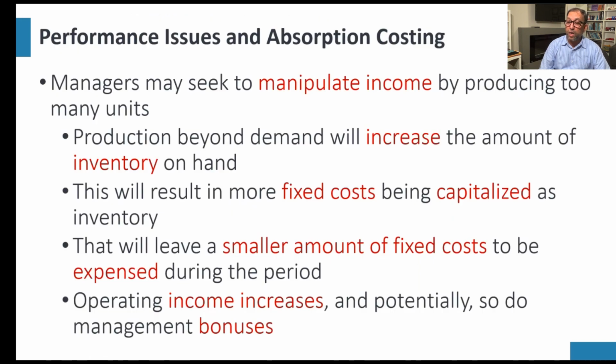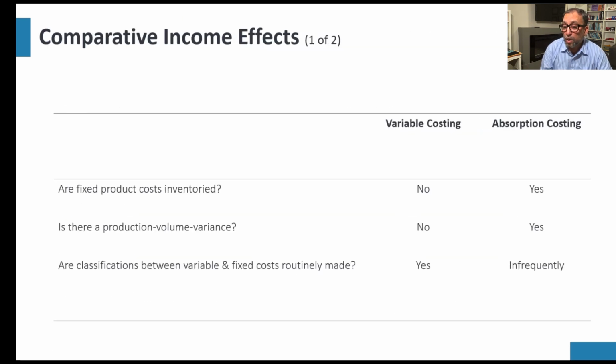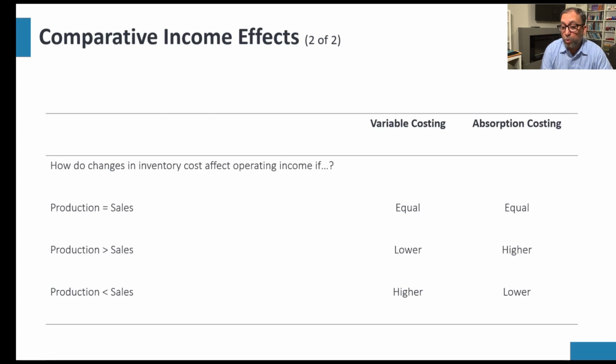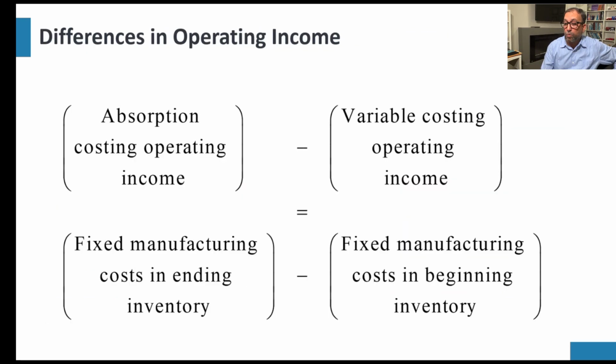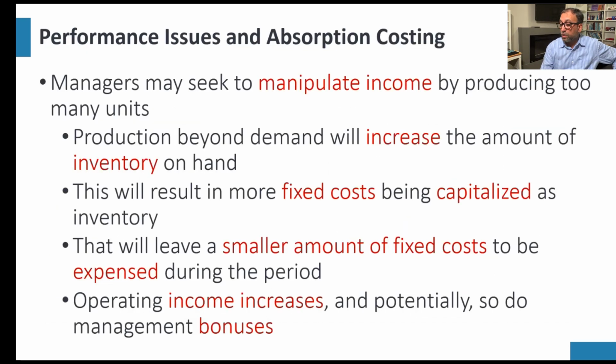So managers may be tempted to manipulate income by producing too many units. That's a possibility, a performance issue in the absorption costing method. If we are producing more in absorption costing, the profit is going to be higher. And in this way, it is in the interest of the management to produce more, and they can show more income and get bonuses.